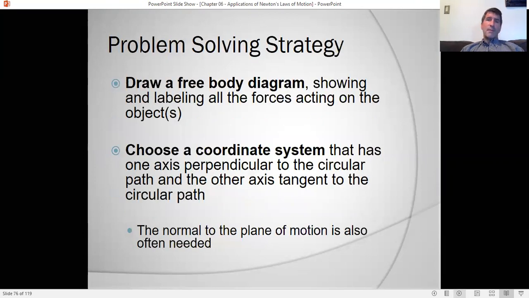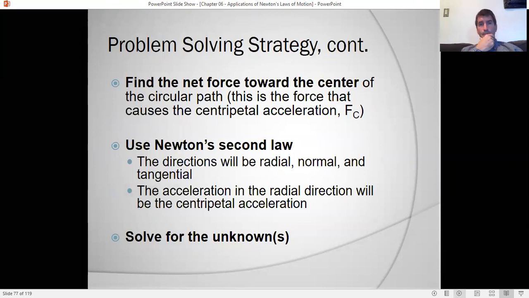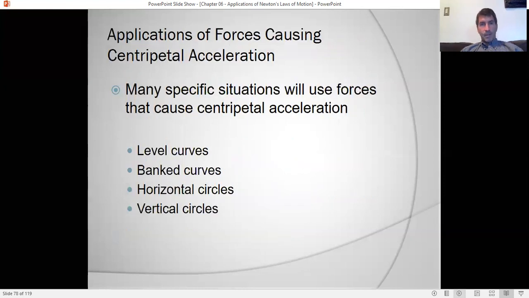And the strategy is really the same as what we've done previously. Draw a free body diagram, choose a coordinate system, but you want one of the axes to point in the direction of the centripetal force. So be very careful when you do this. The net force is always toward the center of rotation, and we're going to use Newton's second law. Fc is equal to mac, which is equal to mv squared over r. So all your forces add up to that mv squared over r. Solve for your unknowns.